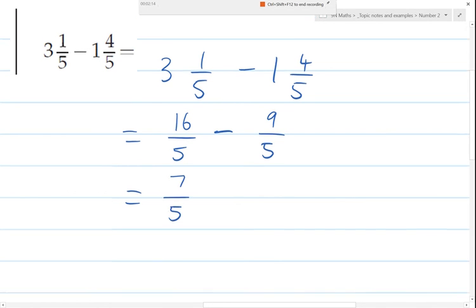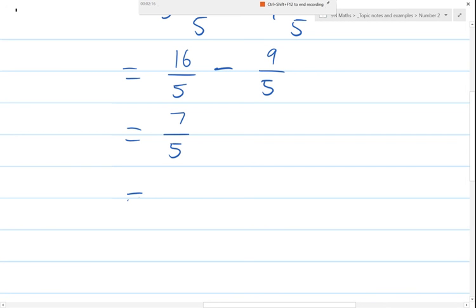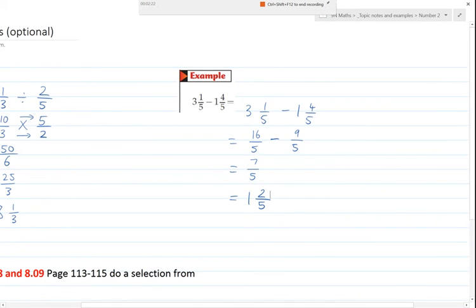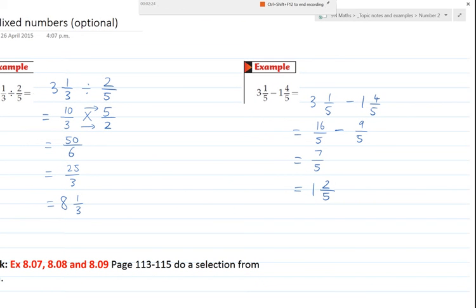and that's over 5. So writing that as a mixed number, 5 goes into 7 once with a remainder of 2, and we were dividing by 5. And that's how we can do that sort of problem. So that's how I want you to set it out.